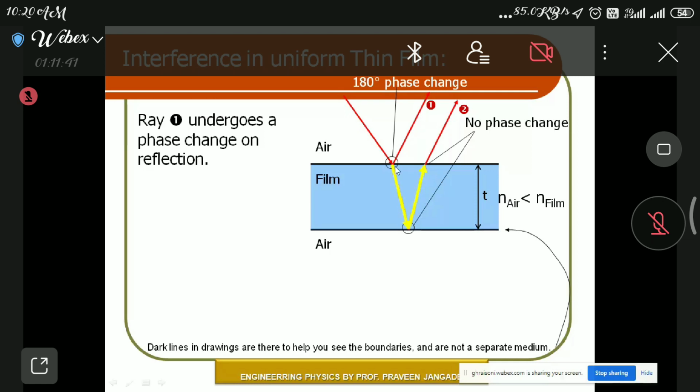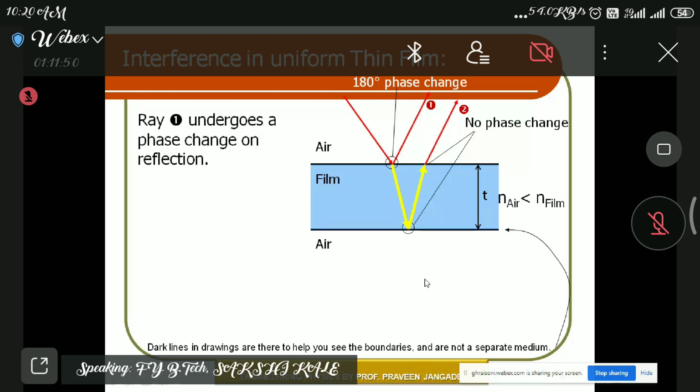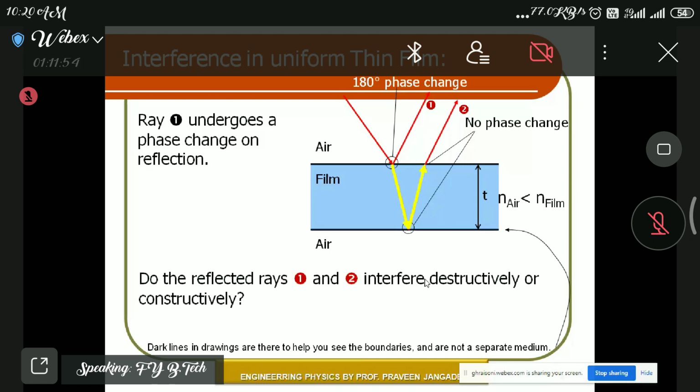and partly gets transmitted and forms ray 2. Okay, so this is what we have to write initially. Okay, now the next.